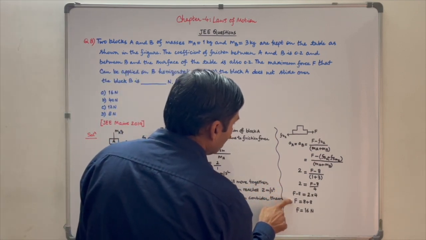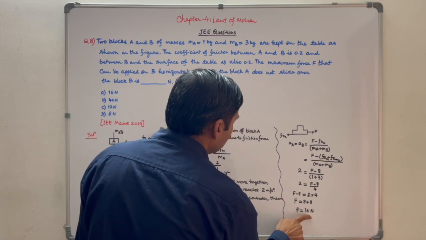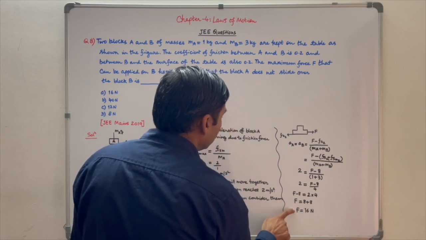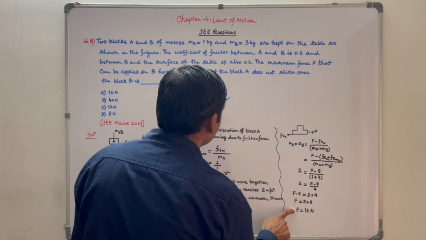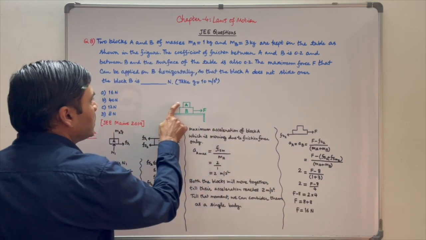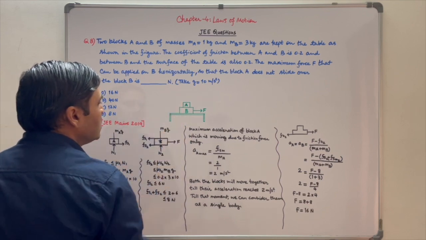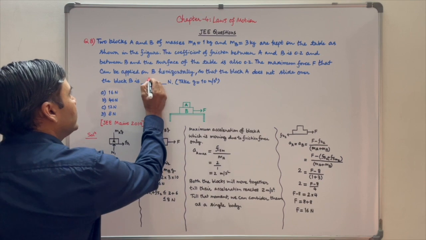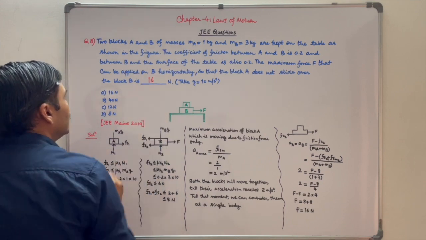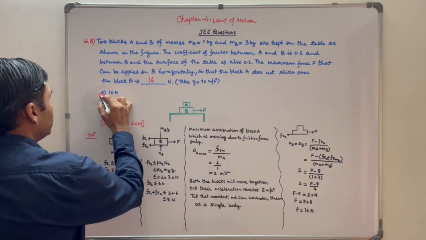So F comes out to be equal to 16 Newton, that is maximum external force is 16 Newton when block A will not start slipping over block B, or block A will go along with block B. So our answer is 16 Newton. And the correct option is option A.